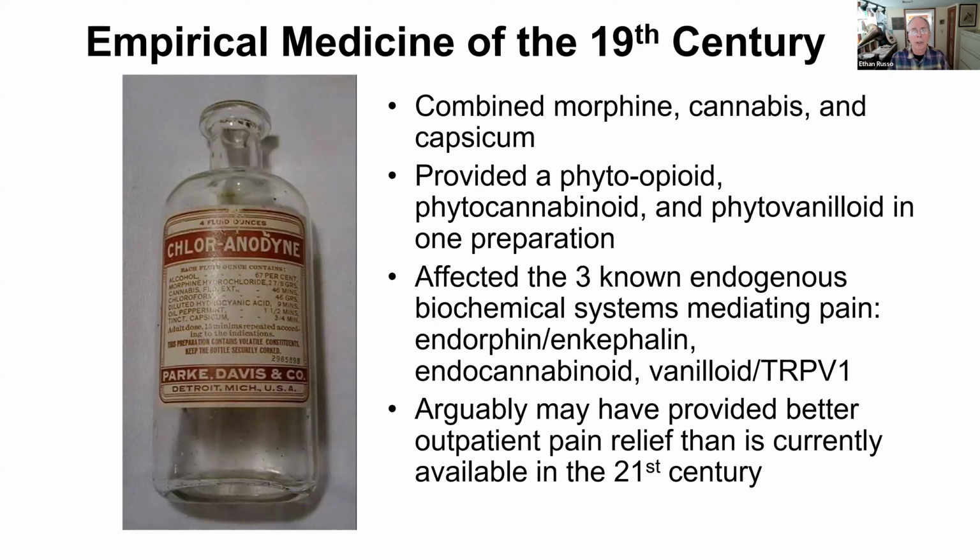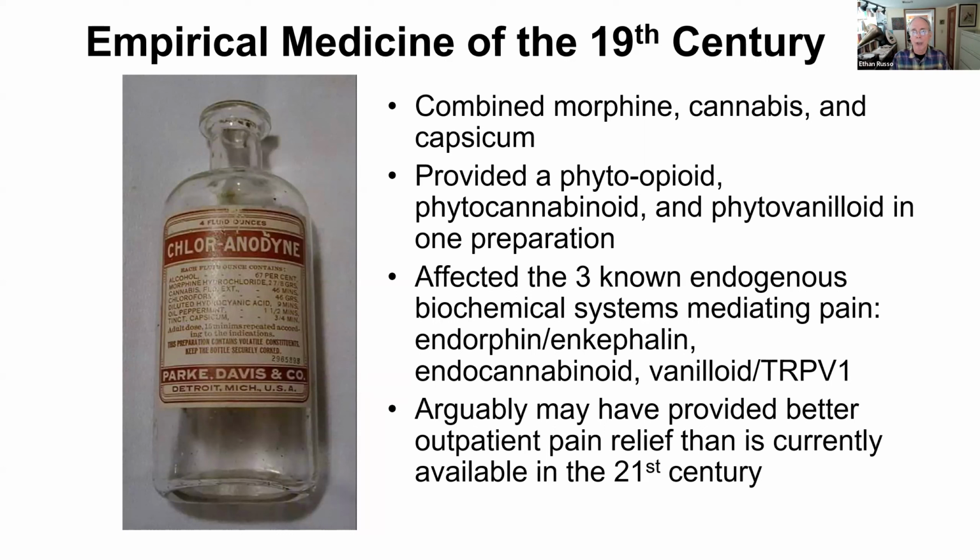In the 19th century and early 20th century, cannabis was a mainstream medicine in the United States, and here's the proof. This was Parke-Davis, which until modern times was a pharmaceutical company in this country. And you see the third ingredient was cannabis. So this is a fascinating preparation in that it combined morphine, cannabis, and capsicum, capsaicin from chili peppers.